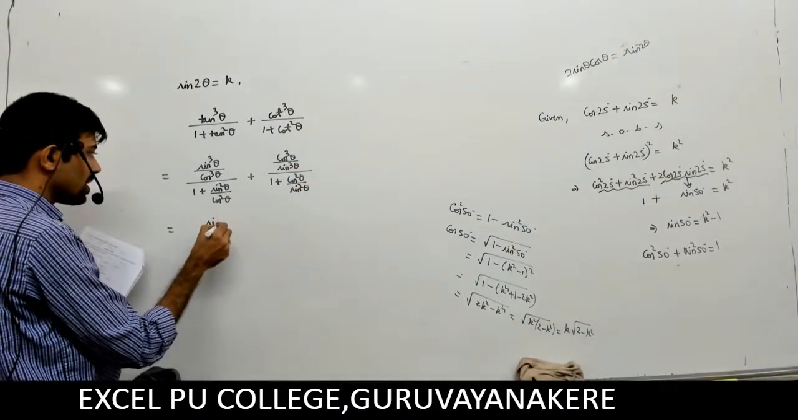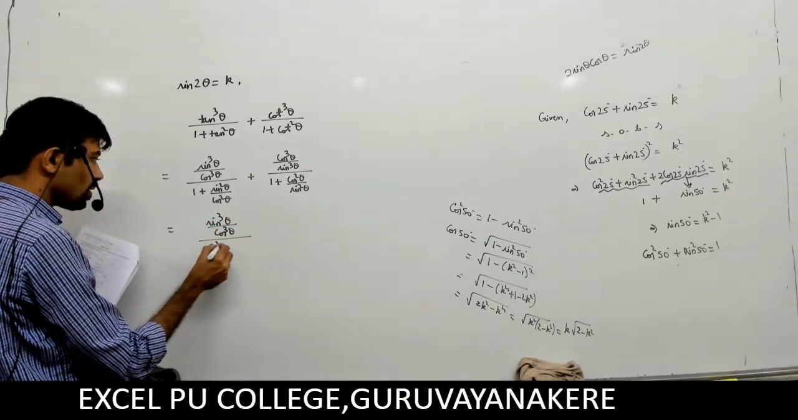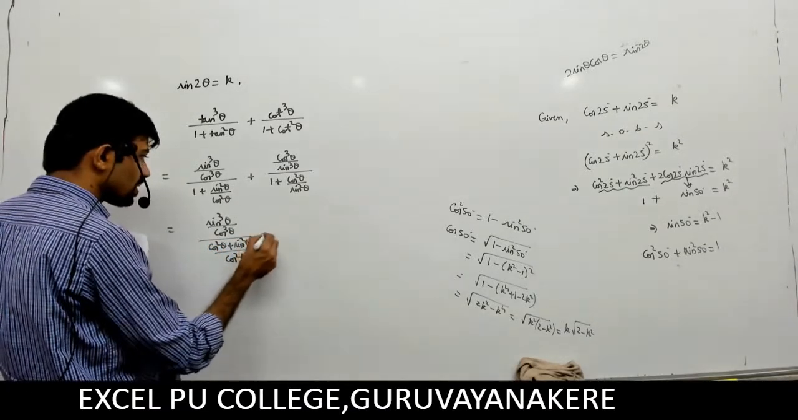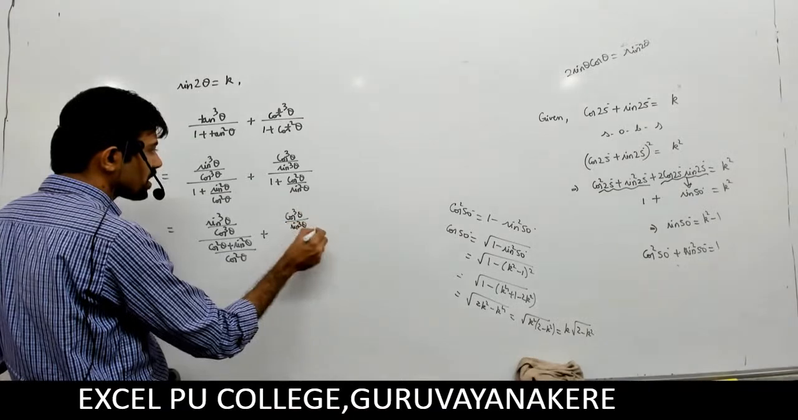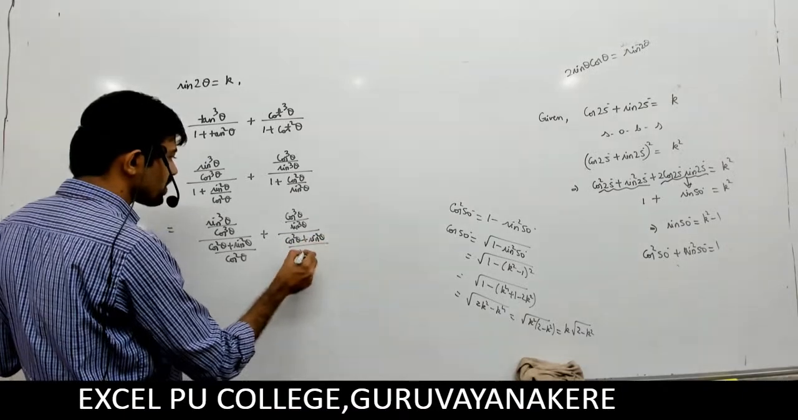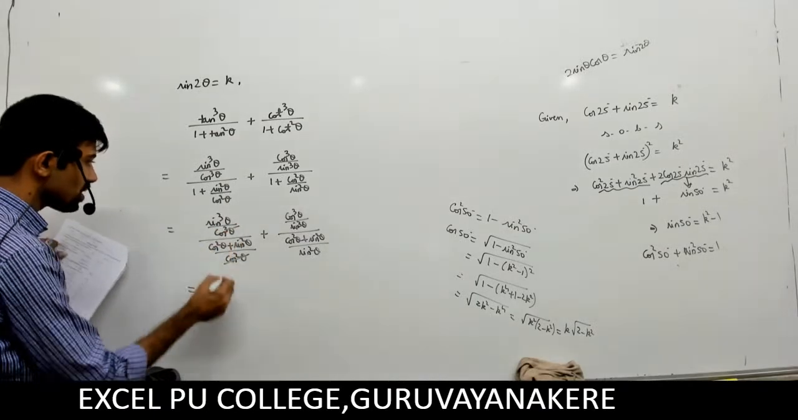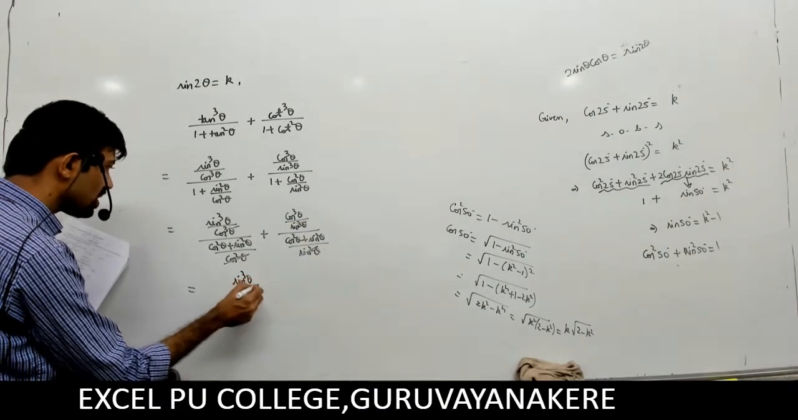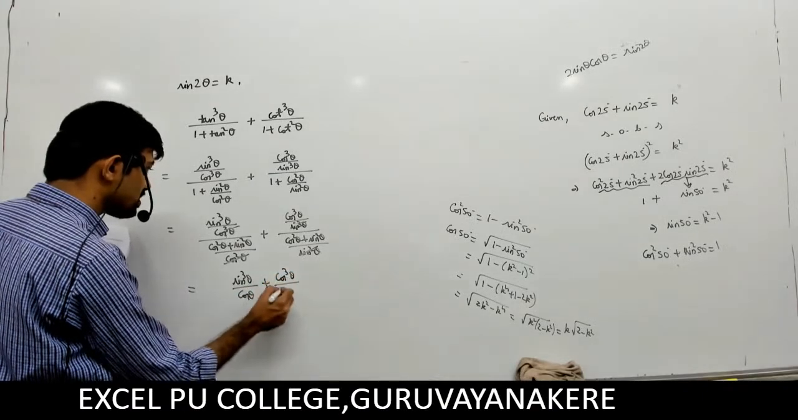Take LCM in the denominator. Go on simplify this. Denominator is (cos square theta plus sin square theta) divided by cos square theta, plus this is cos cube theta by sin cube theta. Denominator is (cos square plus sin square) divided by sin square. Sin square plus cos square is 1, we know. Correct? Here one of the cos will cancel. One cos remains. Here sin square cancels. Sin remains. So what do you get? Sin cube theta divided by cos theta plus cos cube theta divided by sin theta.